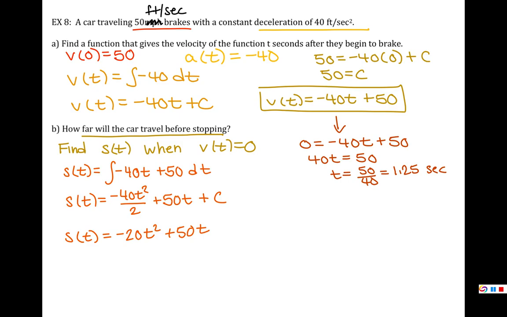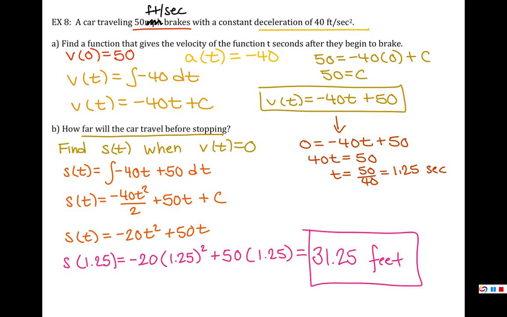Then we want to find how far it traveled, its position after 1.25 seconds. So I took that 1.25, plugged it in for t, put all of that into my calculator, and got a little over 31 feet, 31.25 feet actually.